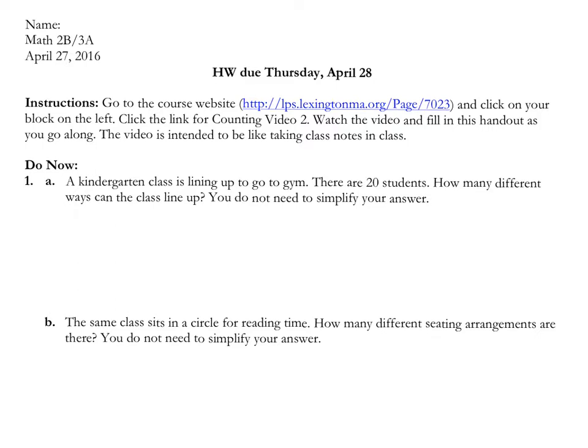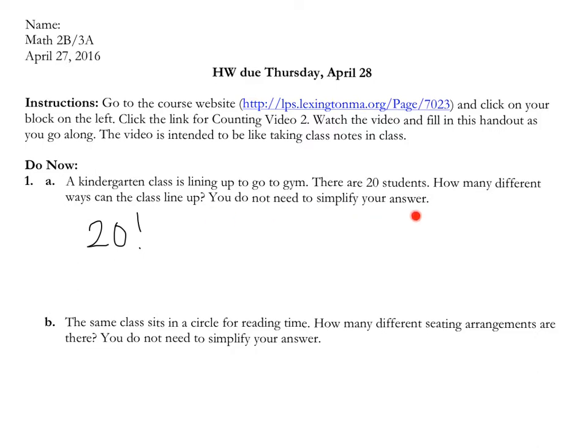So for the first problem in the do now, a kindergarten class is lining up to go to gym. There are 20 students. How many different ways can the class line up? You do not need to simplify your answer. So in this one, we're talking about a group of 20 different students that are lining up to go to gym. We know that when we have 20 different objects, or in this case people, lining up in a row, the number of different ways they can line up is given by 20 factorial.